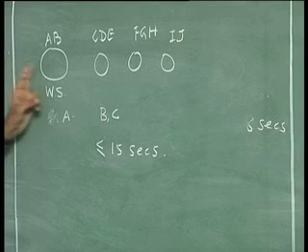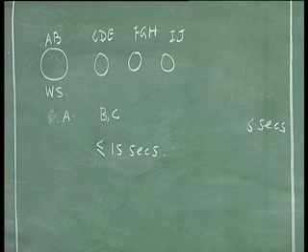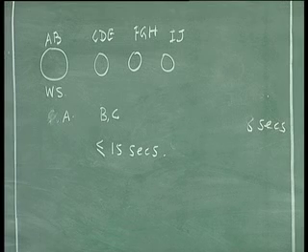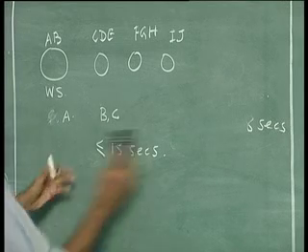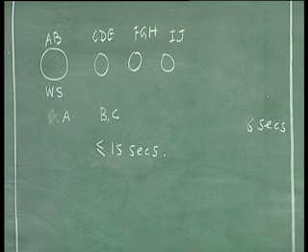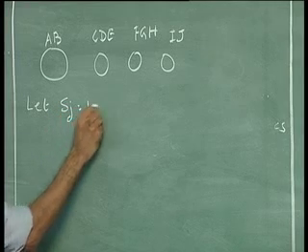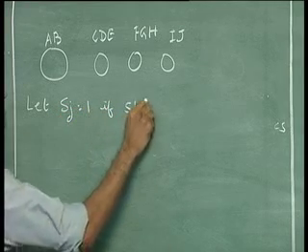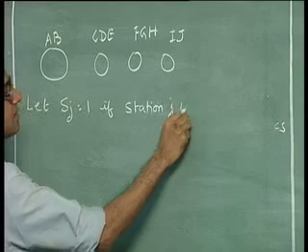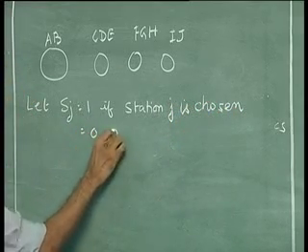The cycle time per workstation should not exceed this 15. So, let us try formulating an integer programming problem that will do this. We will first assume we do not know; the idea is to minimize the number of workstations such that this time constraint is met. So, I will say let S_j equal to 1 if station j is chosen, equal to 0 otherwise.